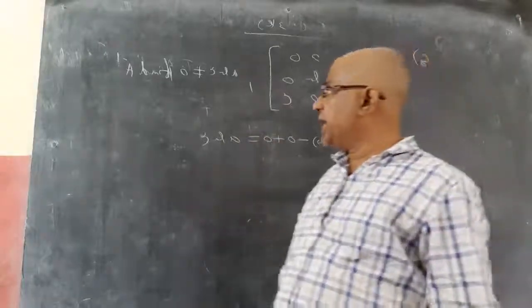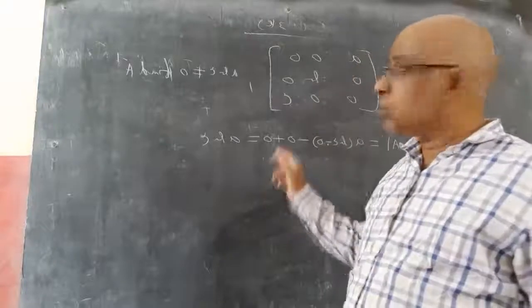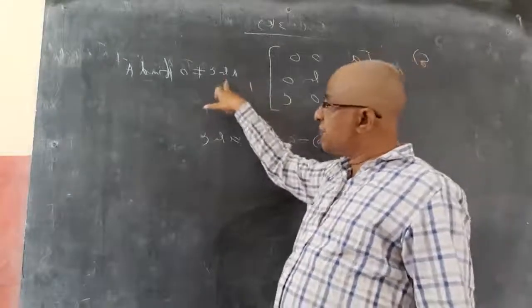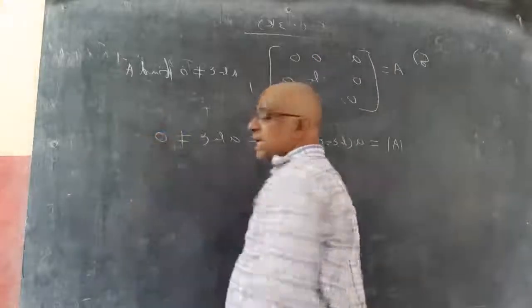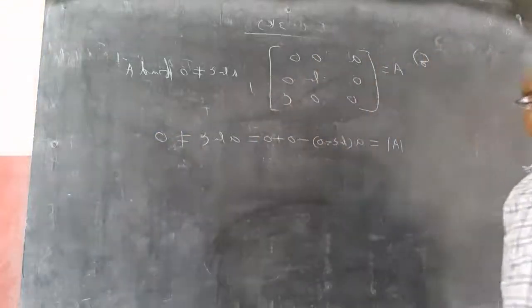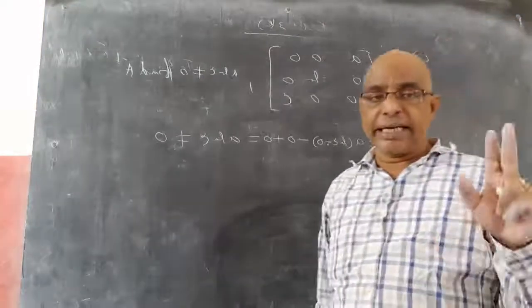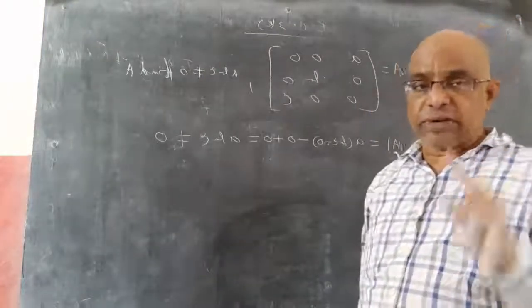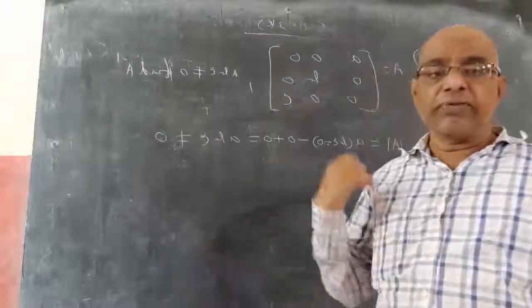Next, find A inverse. Now, to find A inverse, det A we find should not be 0. So that's why he himself is saying ABC not equal to 0. Not equal to 0 means it is a non-singular matrix. For a non-singular matrix only we can find A inverse. Det A not equal to 0 means non-singular, means we can find A inverse.